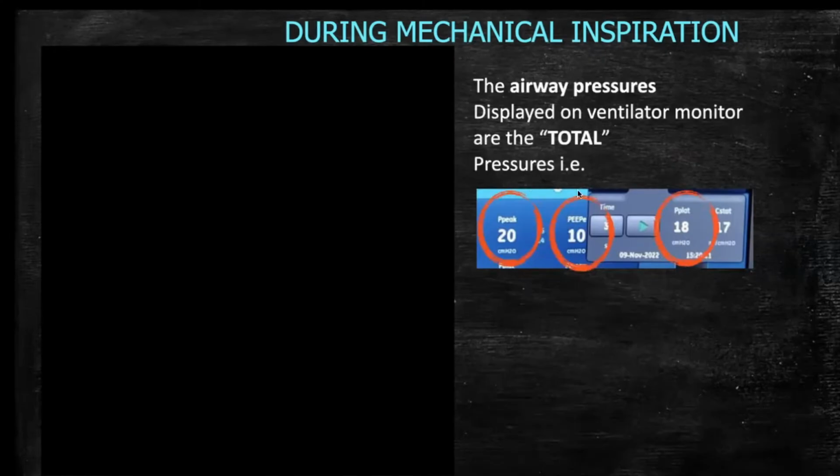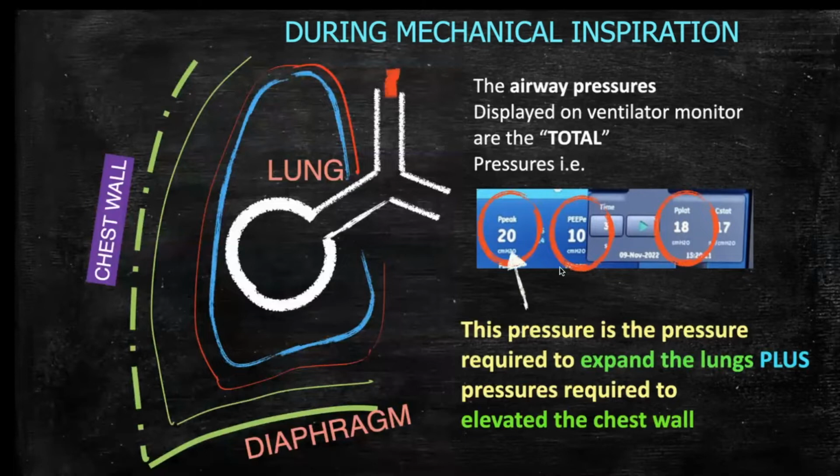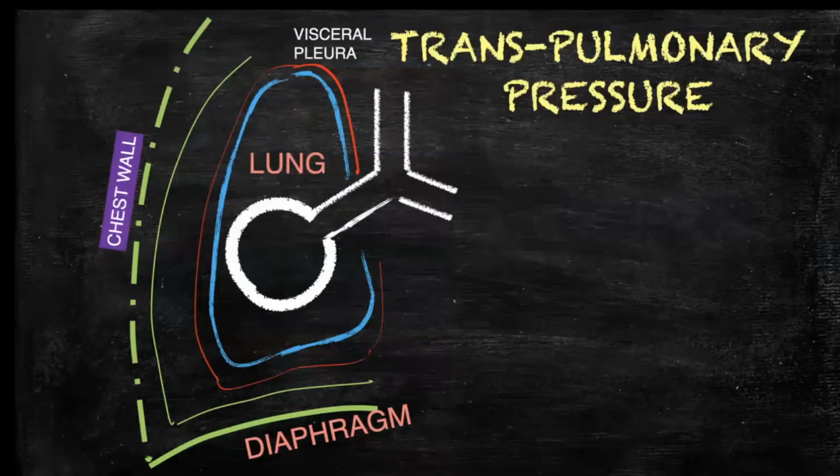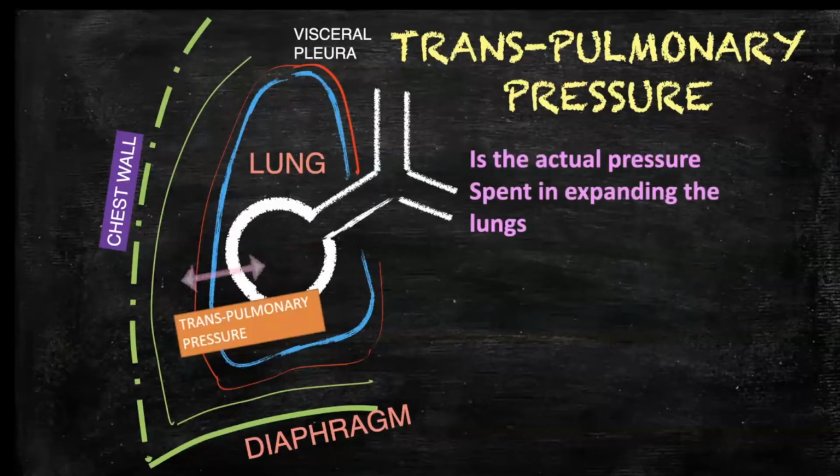We need to understand that these are called airway pressures, inspiratory pressure and expiratory pressure, and these are total pressures. So this pressure is the pressure required to expand the lungs plus the pressure required to elevate the chest wall. It is not only the pressure required to expand the lungs; it is the pressure required to expand the lungs as well as to displace the chest wall outward. So now this brings us to the next topic, transpulmonary pressure.